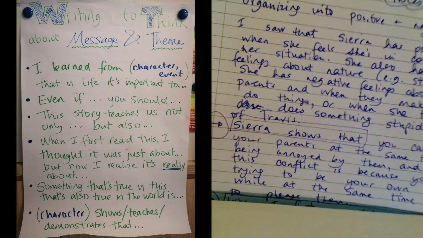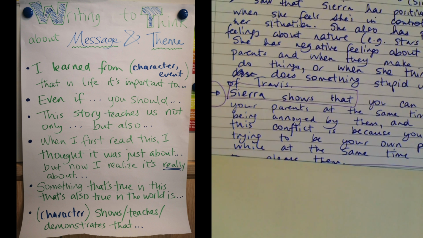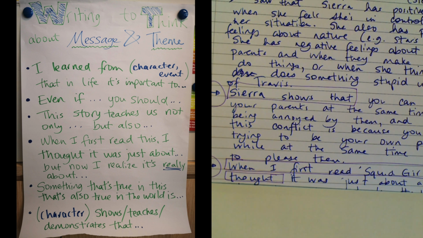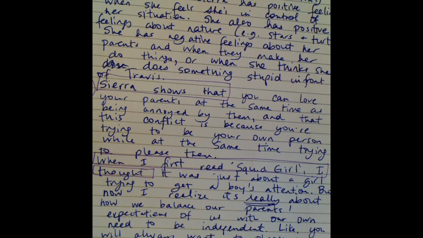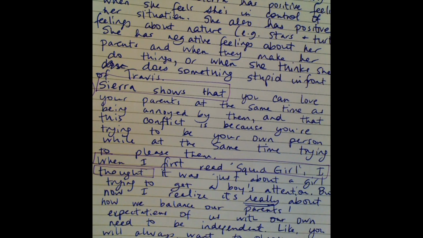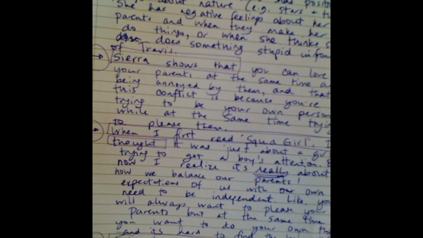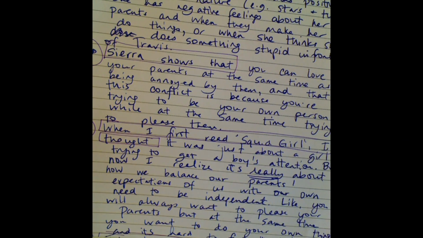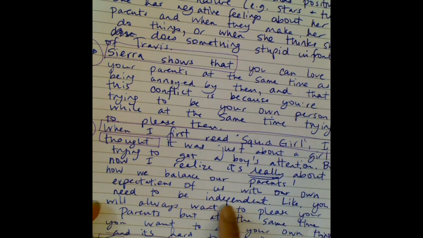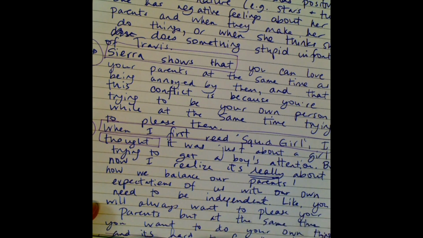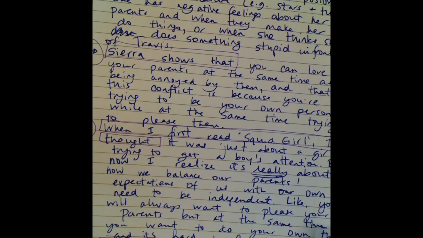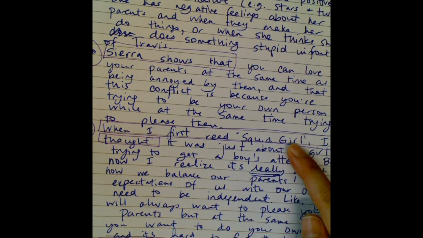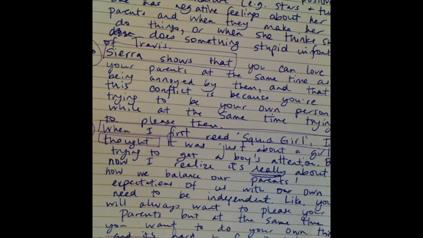I've used another prompt here. When I first read this story, I thought it was just about a girl trying to get a boy's attention. But now I realize it's really about how we balance our parents' expectations of us with our own need to be independent. Like, you will always want to please your parents, but at the same time, you want to do your own thing, and it's hard to find the balance there. So again, this is something that came up through my organizing, but this prompt really helped me to push my thinking more about what this story is really about. It's not just a story about a girl trying to get a boy's attention.